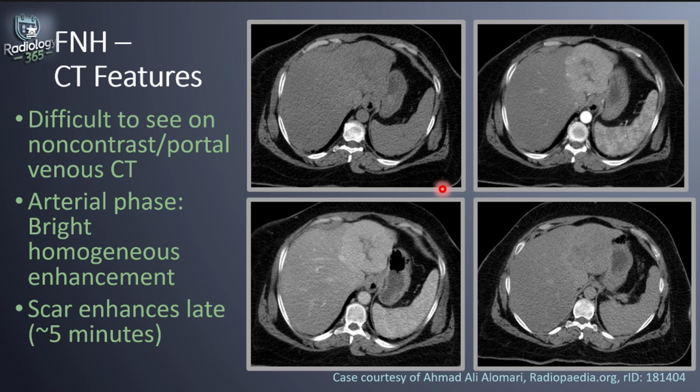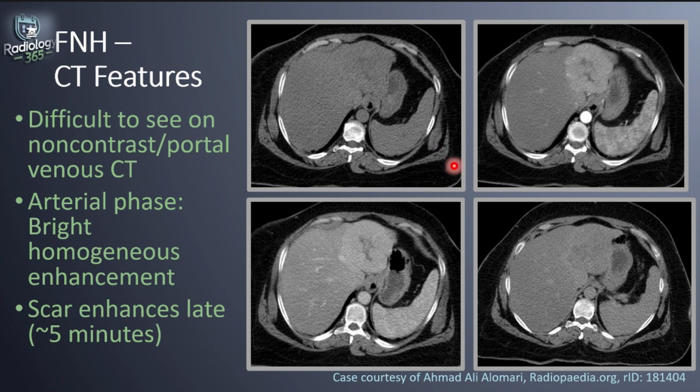It can be difficult to see on non-contrast or portal venous phase CT, as it typically matches the parenchymal attenuation, as I have been hammering over and over. On a multi-phase contrast enhanced CT, there will be bright and homogeneous arterial enhancement, with the exception of the central scar, similar to MRI. And the portal venous phase will often only show the unenhanced scar, which enhances late, lasting about 5 minutes.